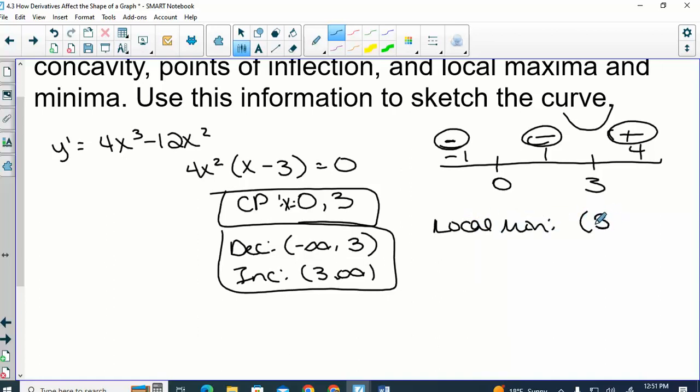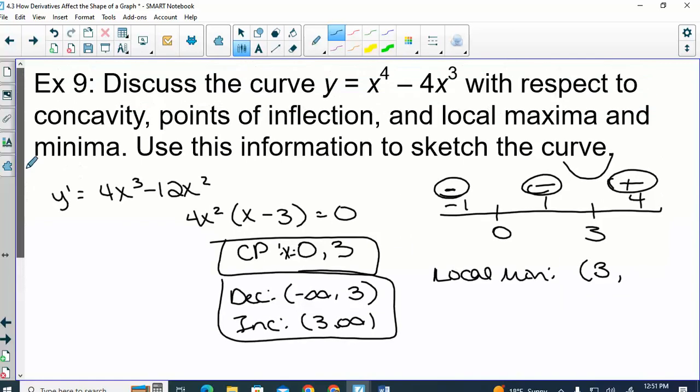Okay, and how do we get the y value? So if we put a 3 into the original, 3 to the 4th is 81, minus 4 times 27, so we should get negative 27. Do we have a max? No.